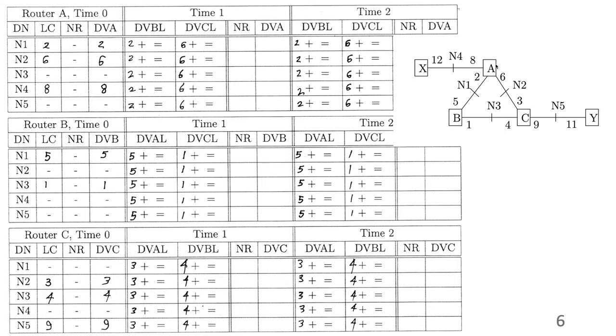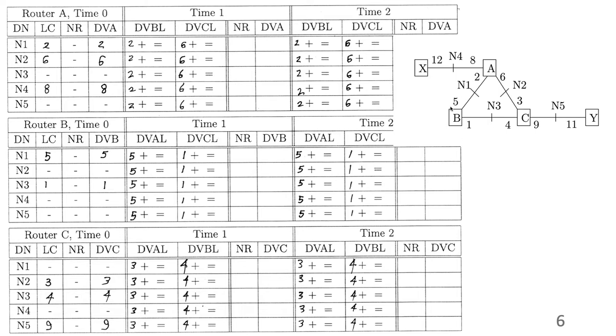Initially, when the routers are powered on, the link costs are as shown. In A, the cost to get to N1 is 2. In A, the cost to get to N2 is 6, shown here. In A, the cost to get to N4 is 8. And there's no next routers. And it would be similar for B and C.